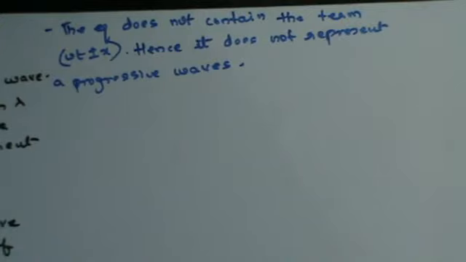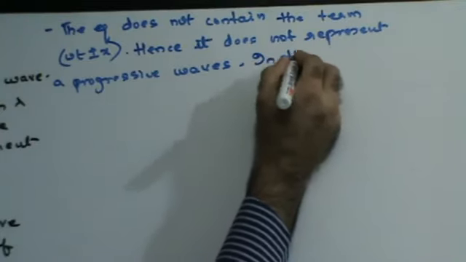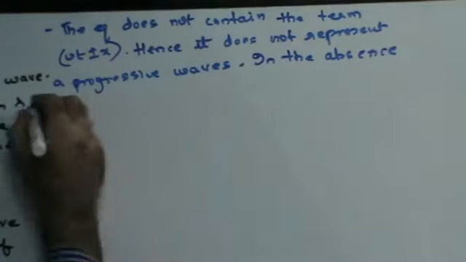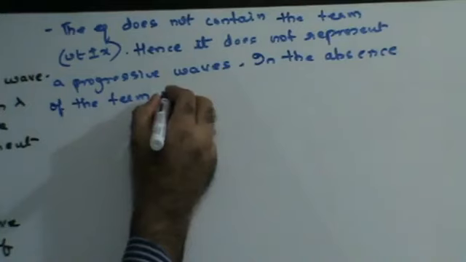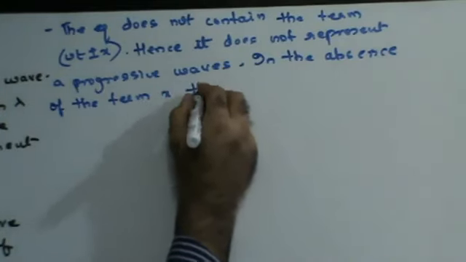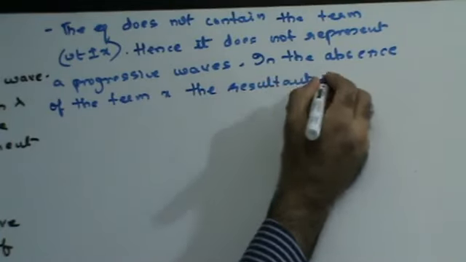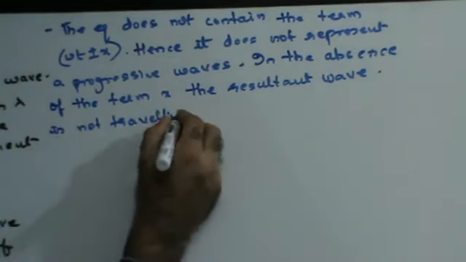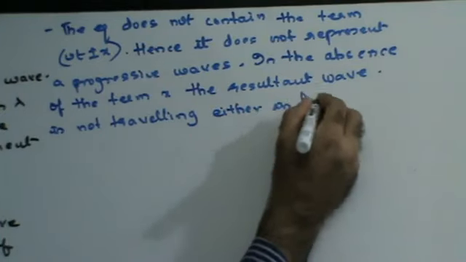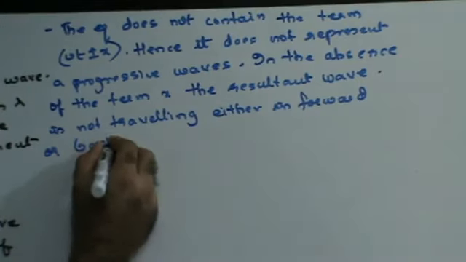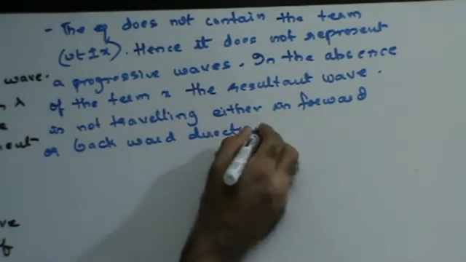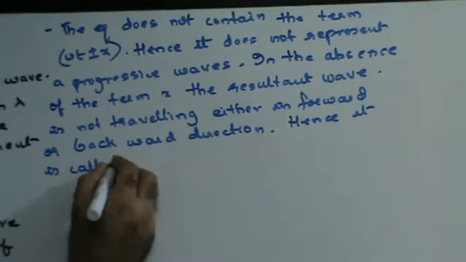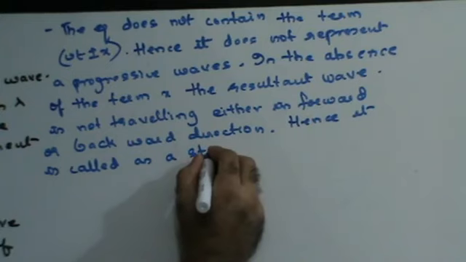I can say that in the absence of the term x, the resultant wave is not traveling either in forward or backward direction. Hence, I can say that the resultant wave is a stationary wave. Hence, it is called a stationary wave. It's not moving. There's no x term in it.